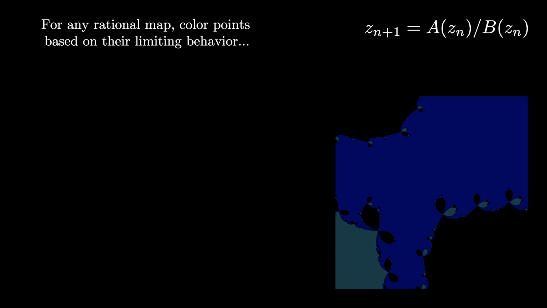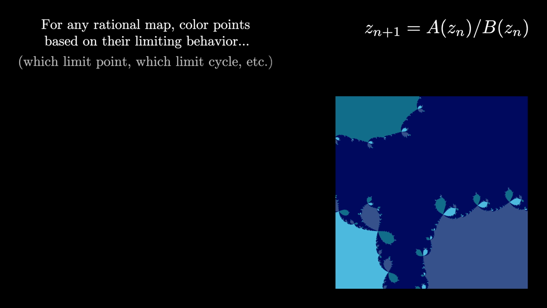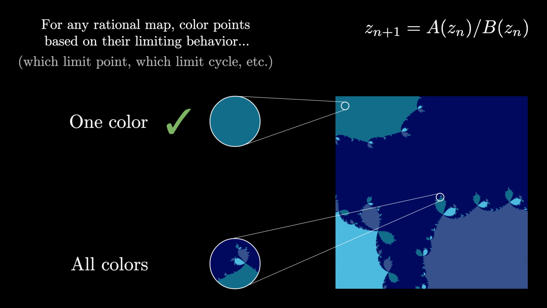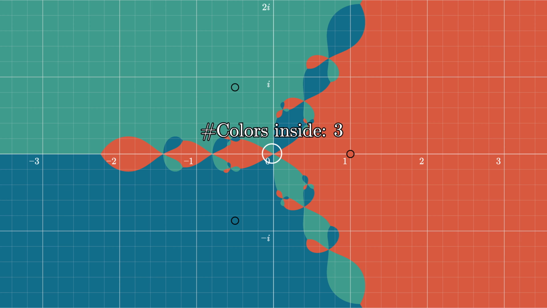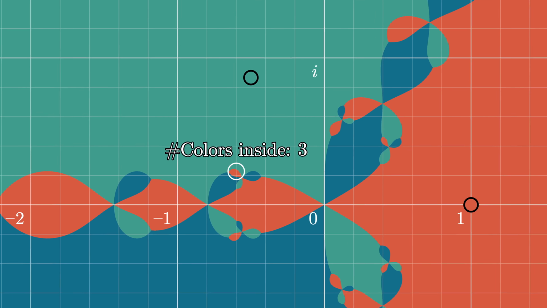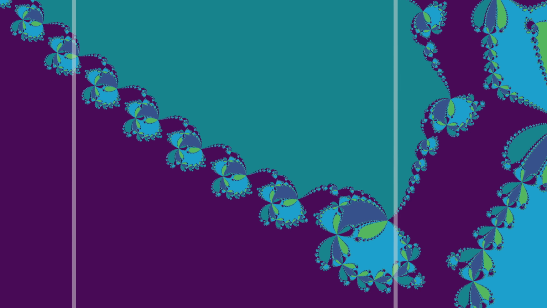If you were to assign colors to regions based on which limiting behavior points fall into, like which limit point or which limit cycle or does it tend to infinity, then tiny circles that you draw either contain points with just one of those limiting behaviors, or they contain points with all of them. It's never anything in between. So in the case where there's at least 3 colors, this property implies that our boundary could never be smooth, since along a smooth segment, you can draw a small enough circle that touches just 2 colors, not all of them. And empirically, this is what we see.